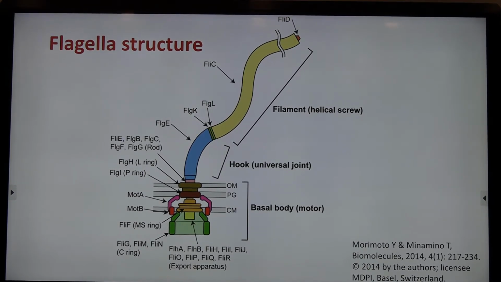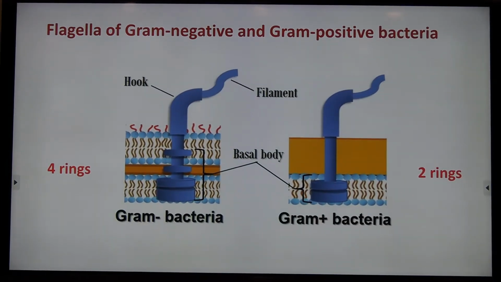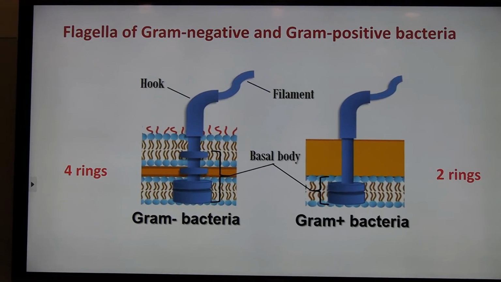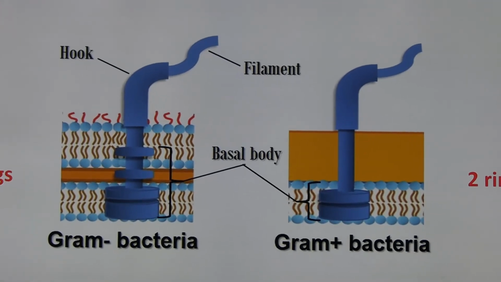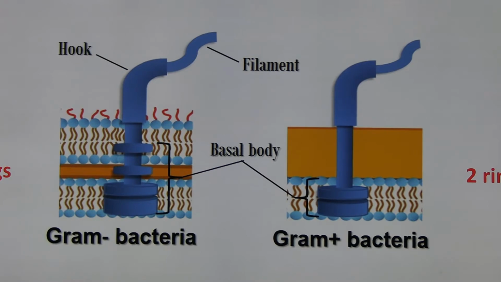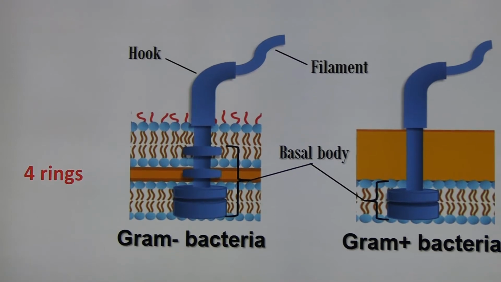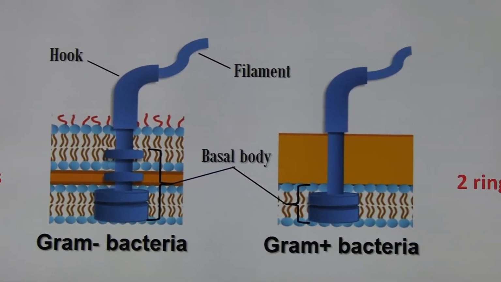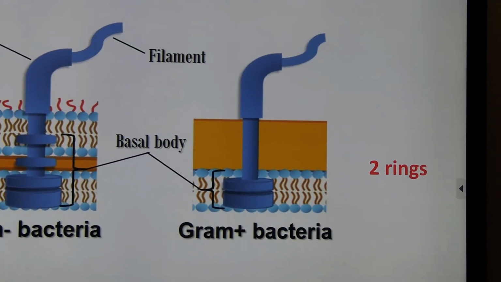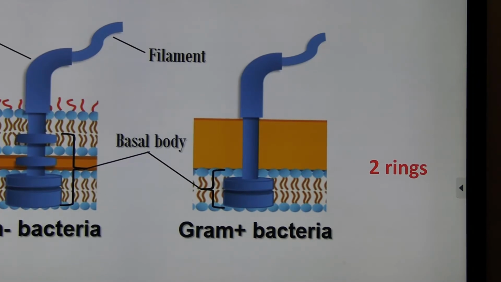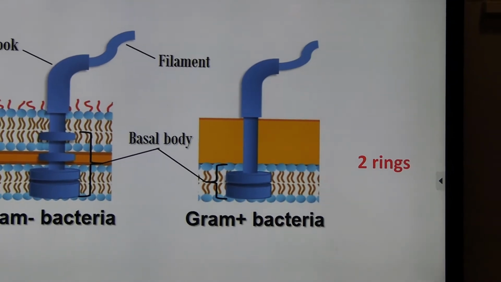So what happens in gram-positive bacteria? You can see here the difference is basically located only in the basal body. In gram-negative bacteria, since they have a two-layer cell membrane, they have 4 rings located in the basal body, while in gram-positive bacteria, the ring structures form only in the one-layer cell membrane, and there are only 2 rings in the basal body.